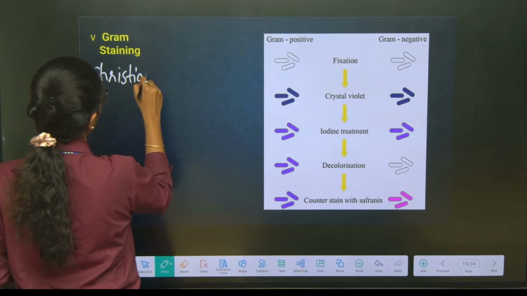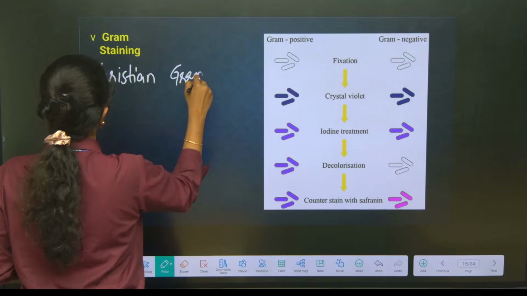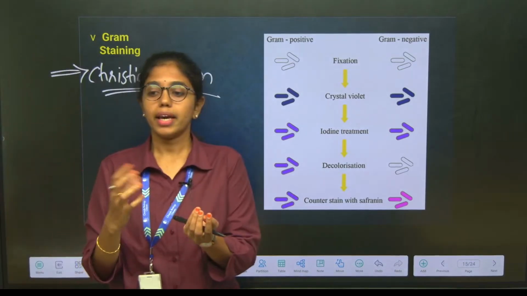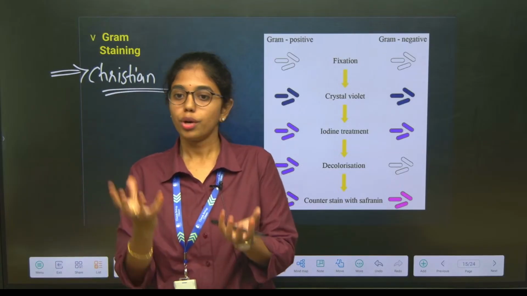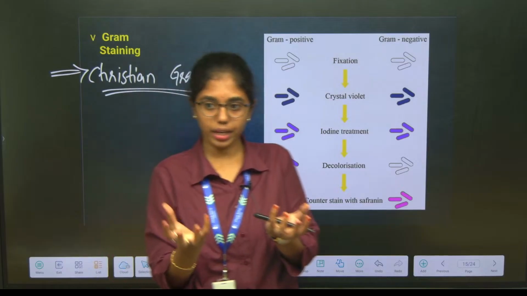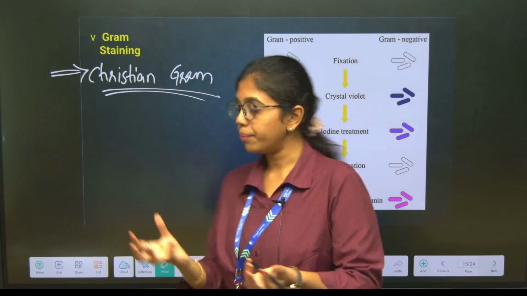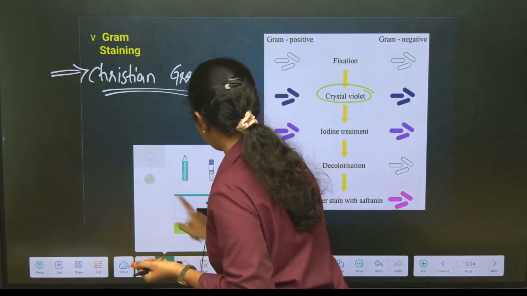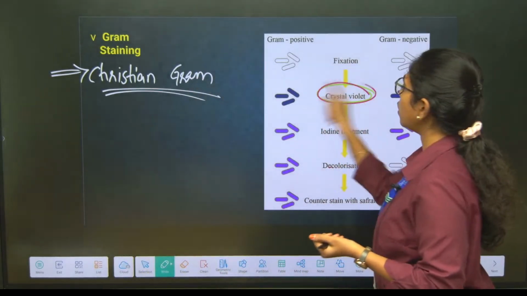Christian Gram. So, what is this Gram staining technique actually? Okay. Look here, first we will understand the experiment. Two bacterial smears were taken, and both of them were added with what dye? Crystal violet. Both of them were supplemented with crystal violet dye.